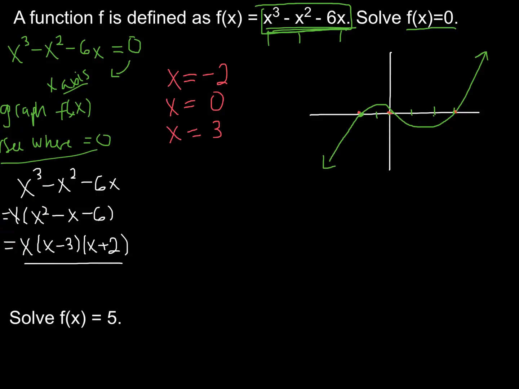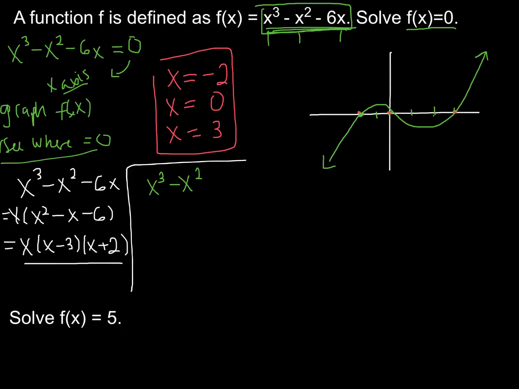And so now we have a kind of a good baseline for what it means to solve and to look for where a function is equal to some value. So now let's come down here and let's try this. So we want to solve when f of x is equal to 5. So let's just go ahead and clear a little space here. We'll keep our graph because we've already graphed it. And what we're asked here is when our function x cubed minus x squared minus 6x is equivalent to 5.